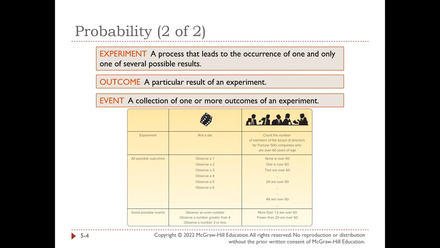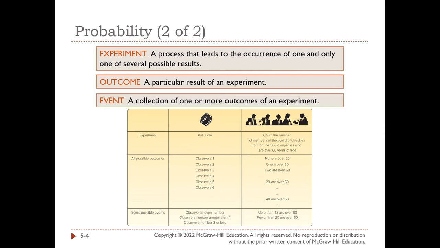So, we do have 3 key terms that we use in the study of probability. And these are experiment, which is basically observations of some activity or an act of taking some measurement. Kind of like that tossing of the coin. It leads to the occurrence of one and only one of several possible results. Then we have, of course, outcome. An outcome is a particular result of an experiment. This is what we want to see. What's going to happen?